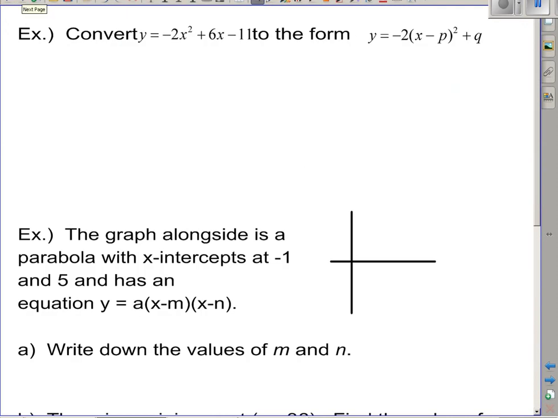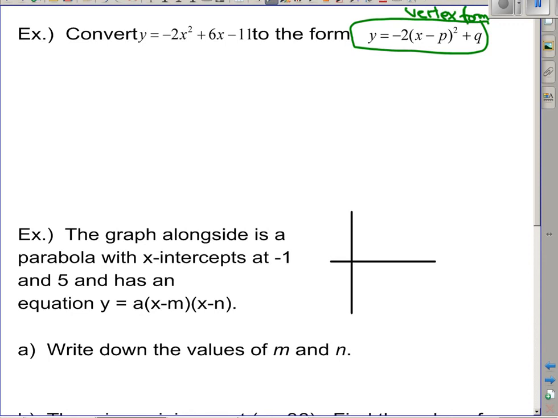Convert this function into the form y equals negative 2 times (x minus p) all squared plus q. So we switched up the letters there, but we should still realize that this means vertex form. Meaning that if I knew the coordinates of the vertex, I could just sub them in there for p and q. p would be the x-coordinate, q would be the y-coordinate. Or we can go back to completing the square. So I'll do it by completing the square first.